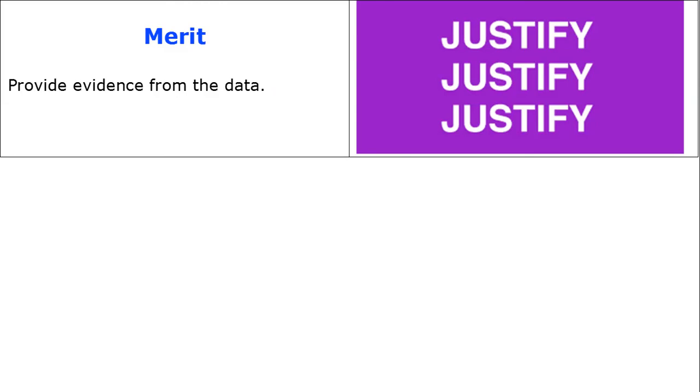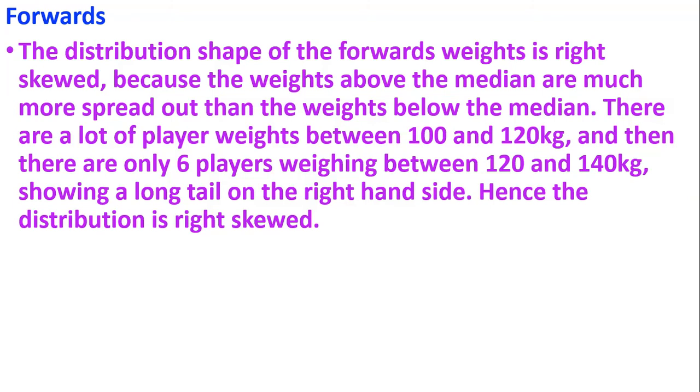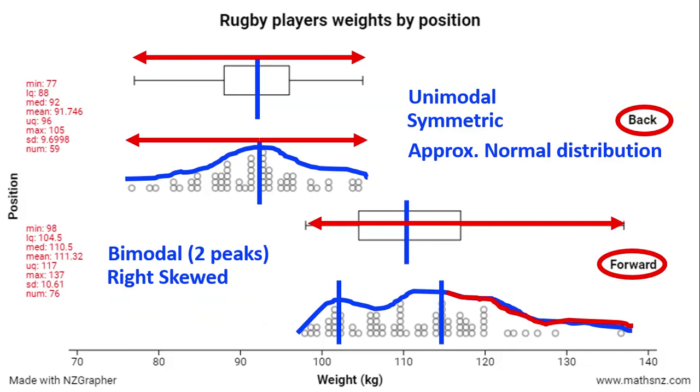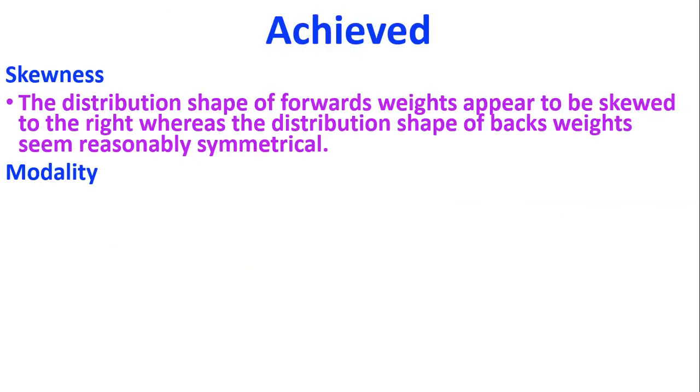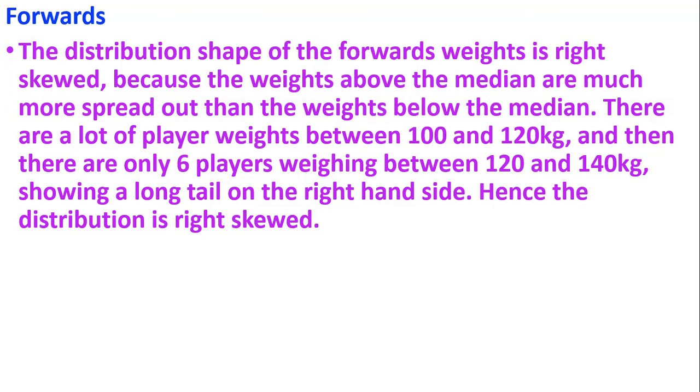For merit, I need some evidence from the data. So I'm going to start with my forwards, and I'm talking about the forwards being right skewed, first of all, because the weights above the median are much more spread out than the weights below the median. Okay, so if I just go back to our graph, it was when I was looking at drawing these two arrows here, the weights above the median and the weights below the median. Those are the two bits that I'm looking at there. There's a lot more spread out of that data above the median and a lot less spread below the median. So that's what I want to be able to say there.